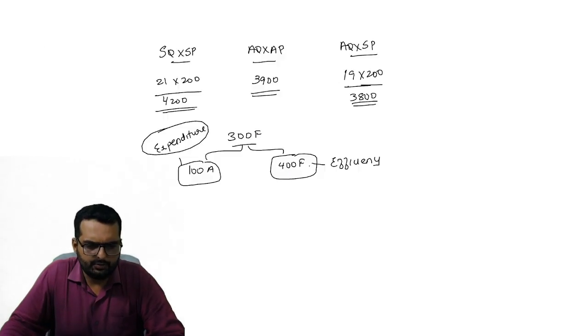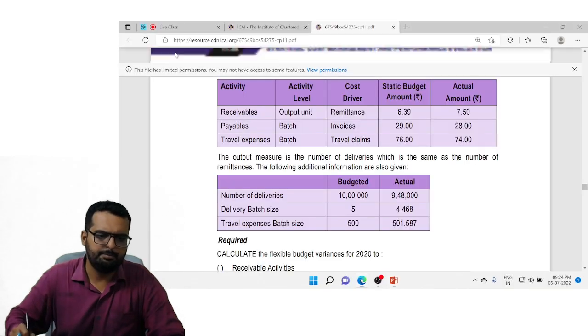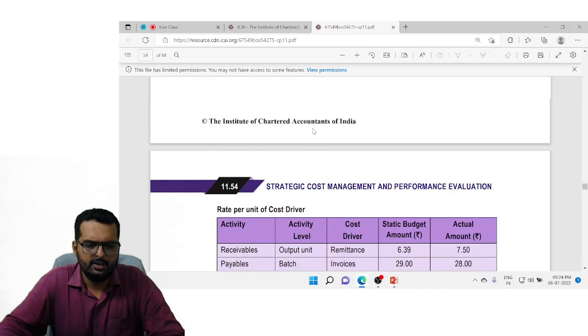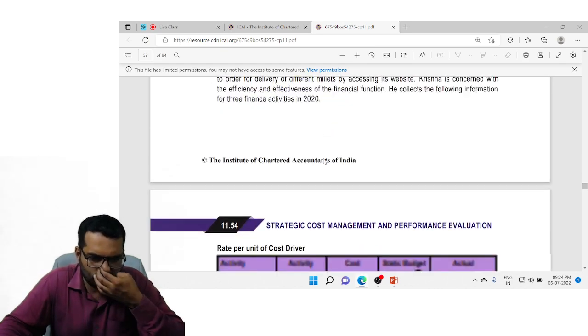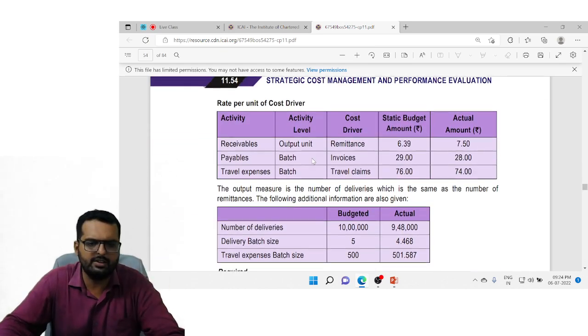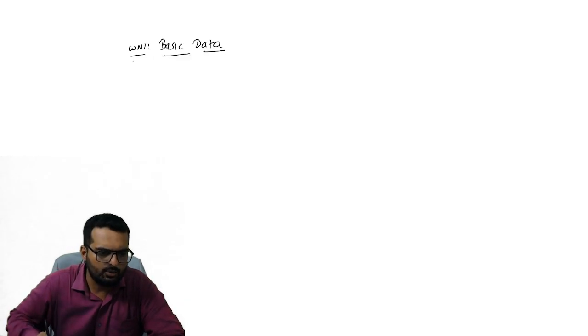Shall we do it together now, friends? I'll write down working note number 1. Basic data. All right. So here, friends, they have given a lot of data. First one they have given is for receivable. I'll just write down Roman number 1. Receivable. We'll do it one by one. Okay, we'll start with the receivable now.